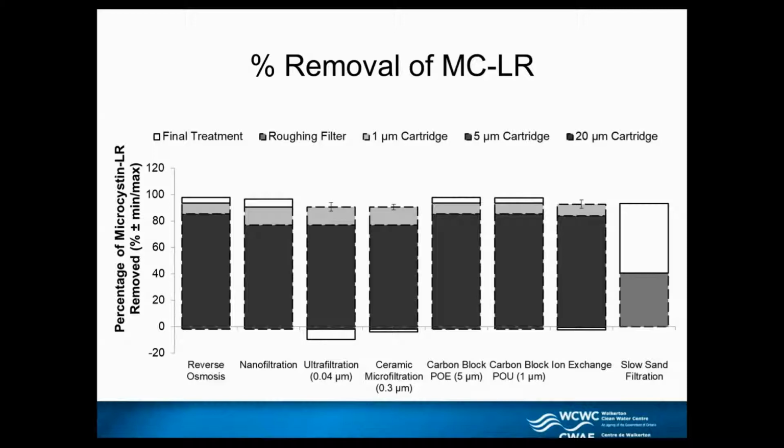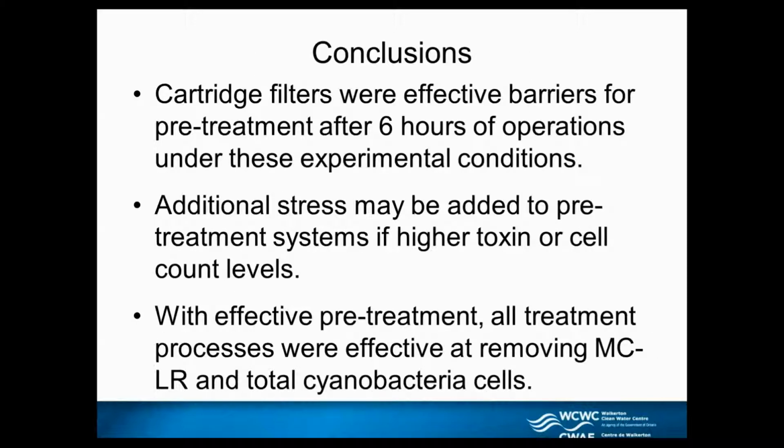So in conclusion, the cartridge filters were very effective barriers for pre-treatment after only 6 hours of operation under these experimental conditions. If we had higher toxin levels or cell counts, we might have seen additional stress on the system. So we may have to look at that because this bloom itself was mild to moderate levels rather than a very high level. And with our effective pre-treatment that we had set up, all of our treatment processes came across as effective, as long as we have that pre-treatment to add robustness to the system.